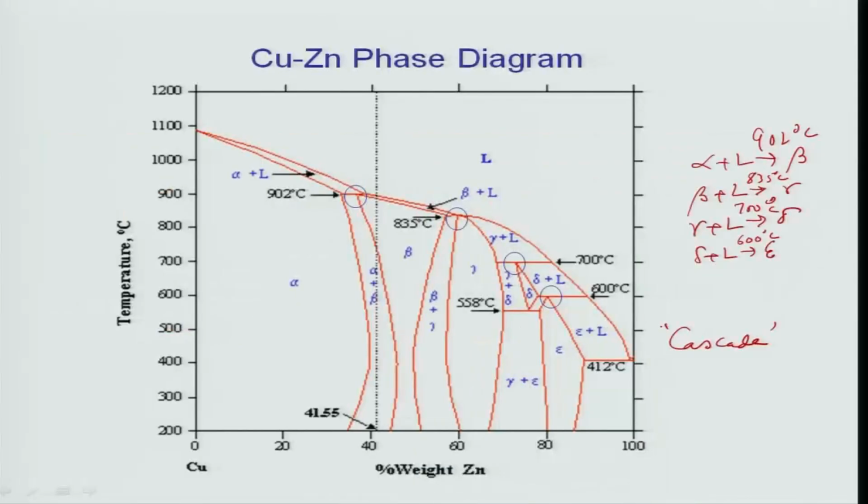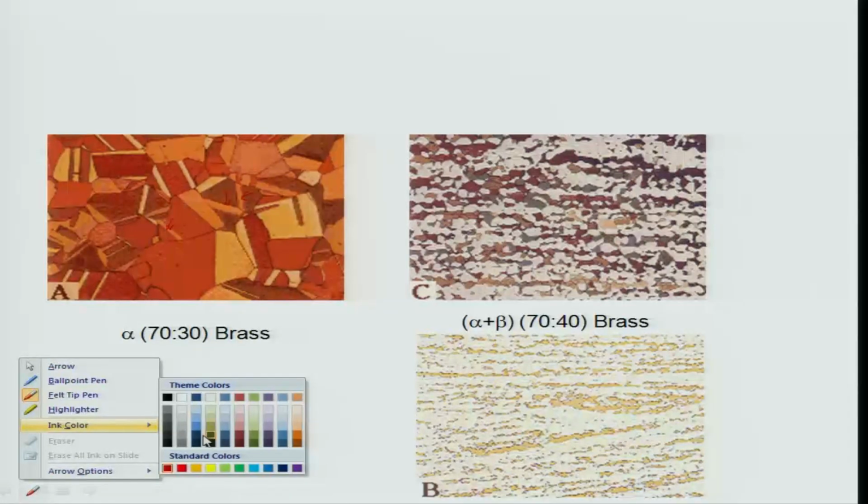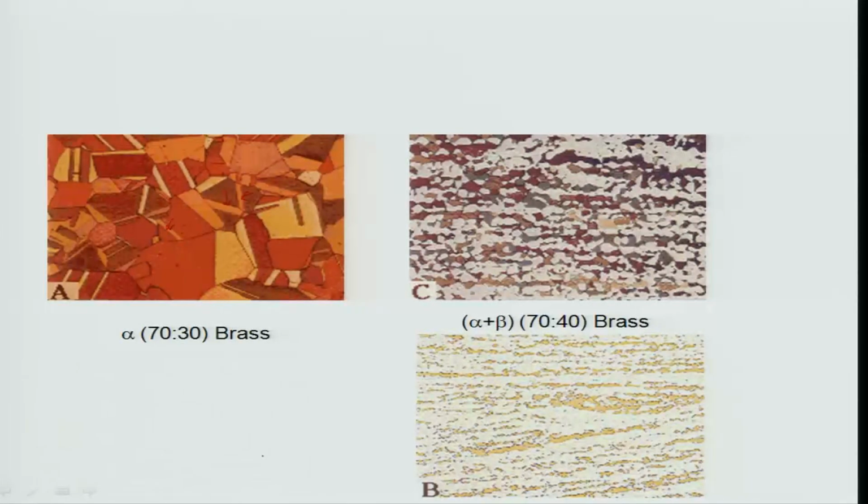Alpha brass is single phase, you can see here this is the alpha phase field, and then beta brass, and alpha plus beta brass, which is two phase. So alpha brass will have single phase alpha grains, and you can see even the twins around here. These are the twins, I am marking them with a green or blue color so that you can see them. This is a twin, this is a twin, there are many twins present, because copper zinc alloys twin very easily.